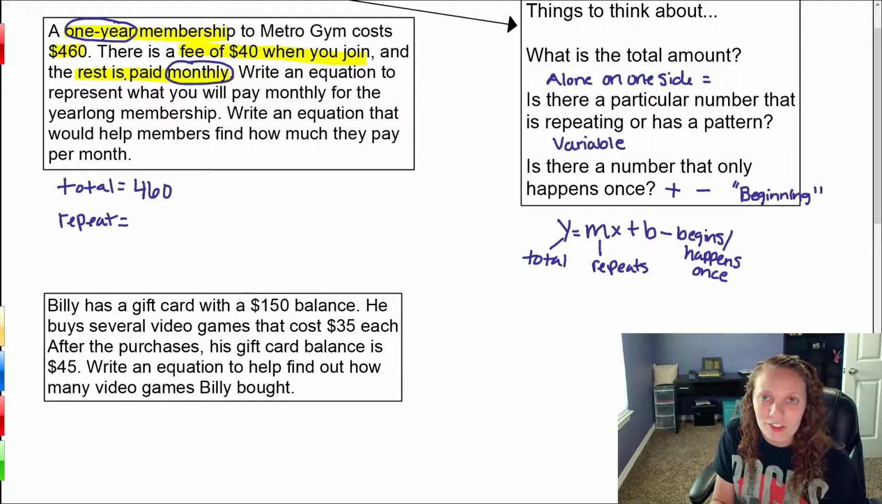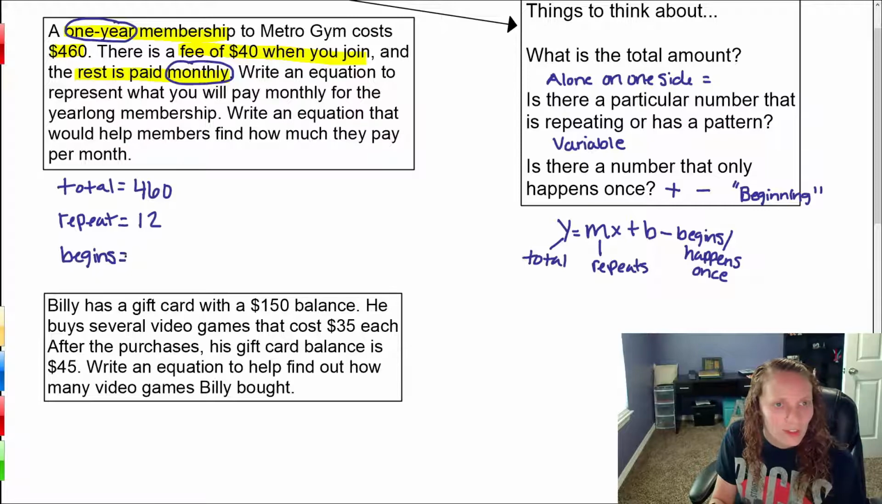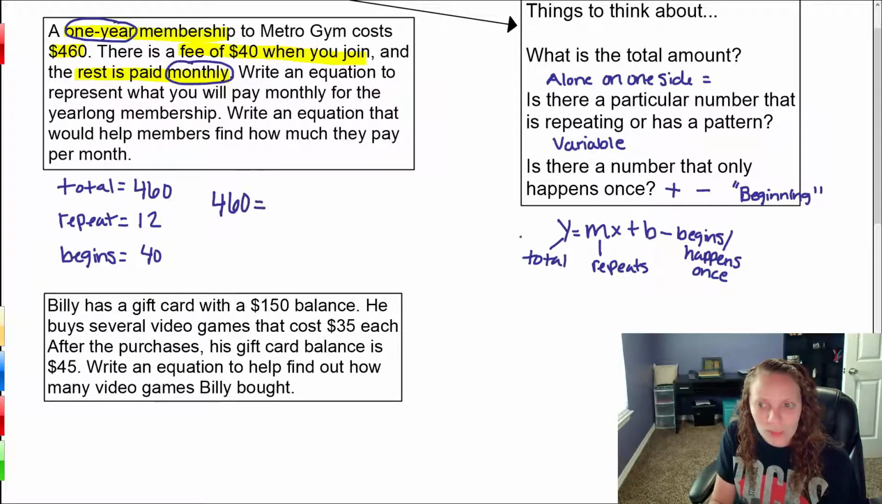Monthly for a year, we know that there's 12 months in a year, and they're going to pay the same amount for each month. So the number that's repeating here is 12. And then the number that happens once or begins with would be that $40, the $40 fee up front. So we're going to make an equation, y equals mx plus b. Y is the total, $460, equals the number that repeats will be 12. Remember, 12 stands for 12 months in a year.